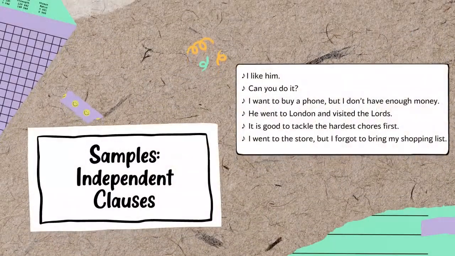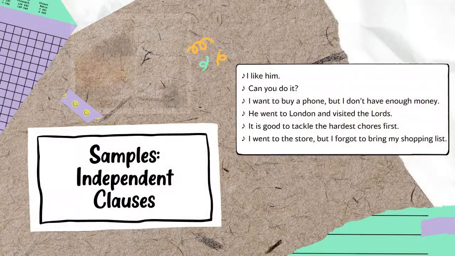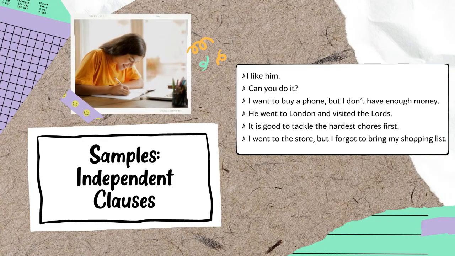Now, let's take a look at the examples. These are the examples of independent clauses. As you can see, they can function on their own. You can even combine more than just one clause in one sentence by adding a connector like but, for, yet, and many more. Just Google it and you can find many more connector words.